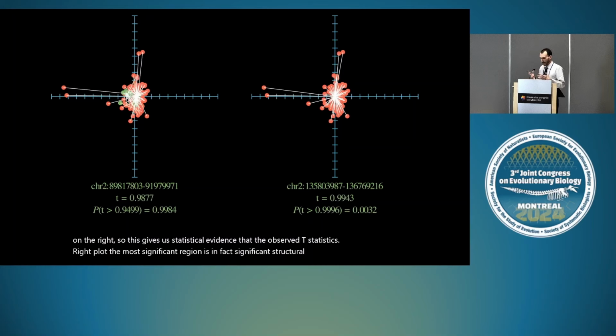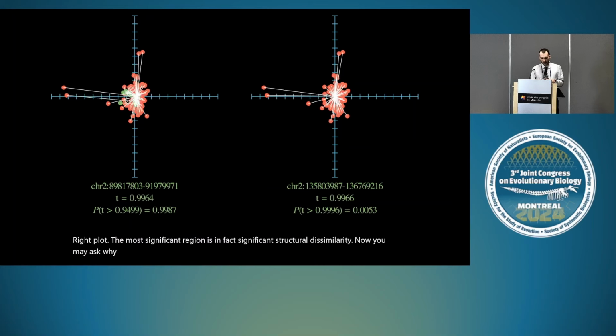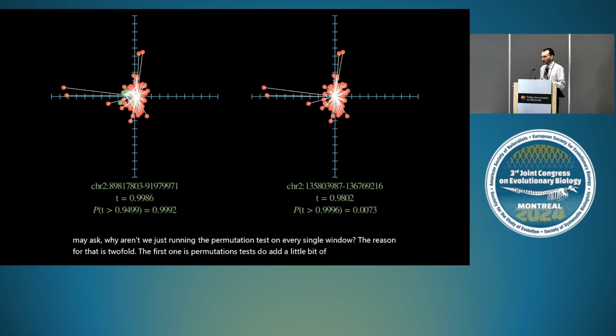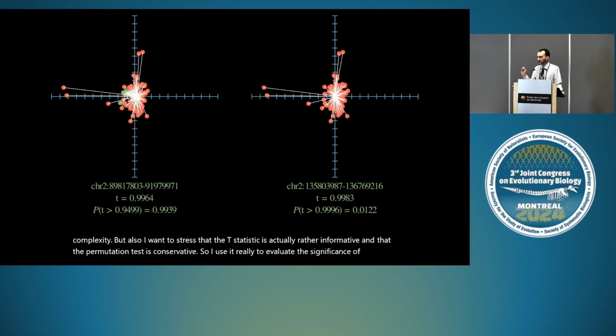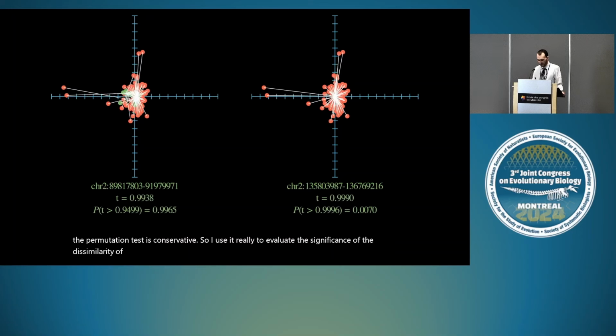Now, you may ask, why aren't we just running the permutation test on every single window? The reason for that is twofold. The first is that permutation tests do add a little bit of computational complexity. But I also want to stress that the T statistic is actually rather informative and that the permutation test is conservative. So I use it really to evaluate the significance of the dissimilarity of individual windows.